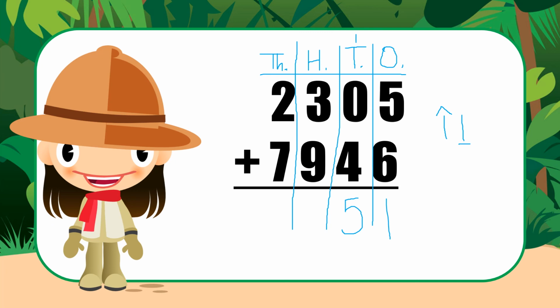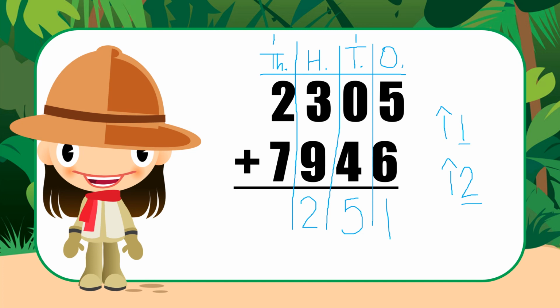3 plus 9 equals 12. Is 12 greater than 9? Yes. So that means that we have to regroup. We're going to put 12 over on the side, and let's split it so that we can see where we are regrouping. Our 2 will go under the hundreds column, and we're regrouping the 1 over to the thousands column.